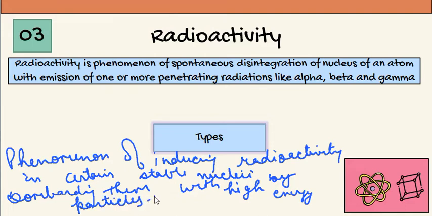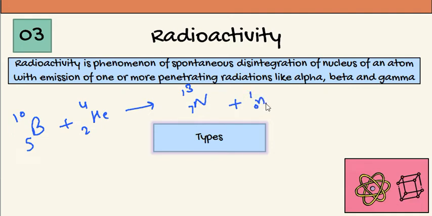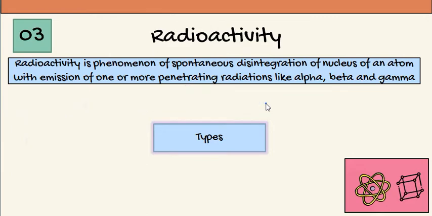Okay, so this is called artificial radioactivity. We also have an example of artificial radioactivity, or you can say induced radioactivity. For example, boron, when bombarded with helium, will give you a nitrogen isotope and will eliminate one neutron. So this is an example of induced radioactivity.